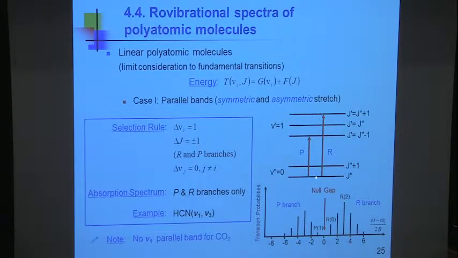R is always the long one. Delta J is 1. Delta J is minus 1. And our pattern would look just like the ones we've seen before. P branch, R branch. That means the energy is going to the right, starting at R0, starting at P1 with a null gap. So everything is clean.